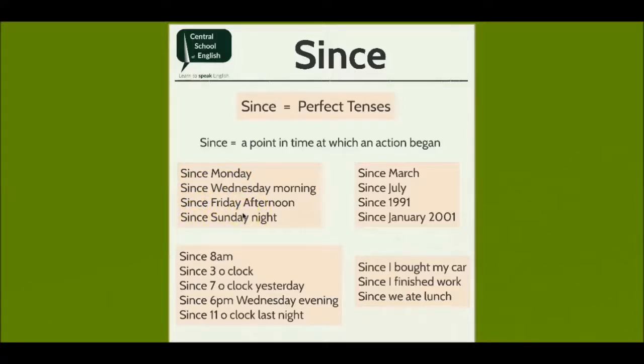We can also use since with times. For example, since 8 a.m., since 3 o'clock, since 7 o'clock yesterday, since 6 p.m. Wednesday evening, since 11 o'clock last night. We can also use since with months and years. For example, since March, since July, since 1991, since January 2001. We can also use since with verbs in the past simple tense. For example, since I bought my car, since I finished work, since we ate lunch.